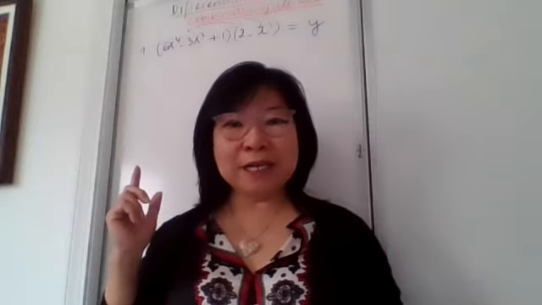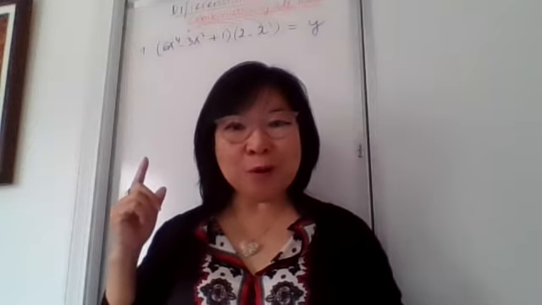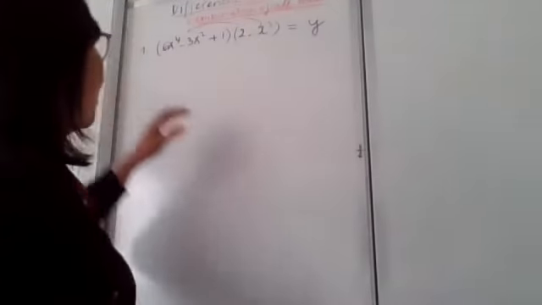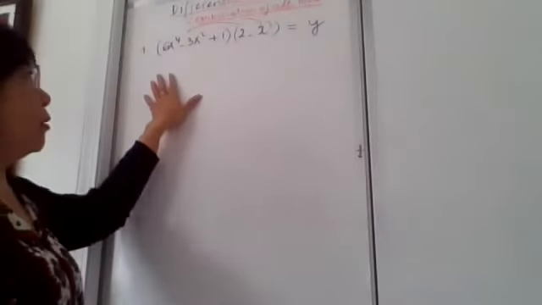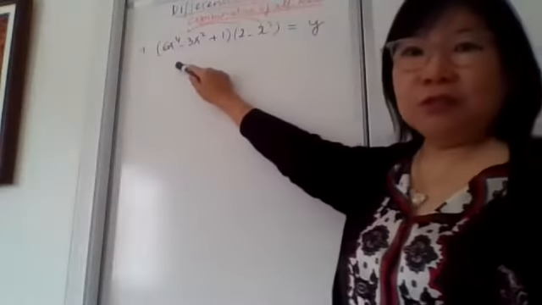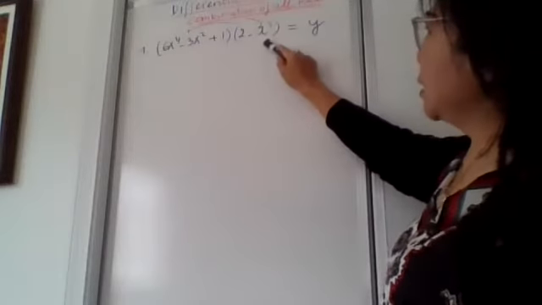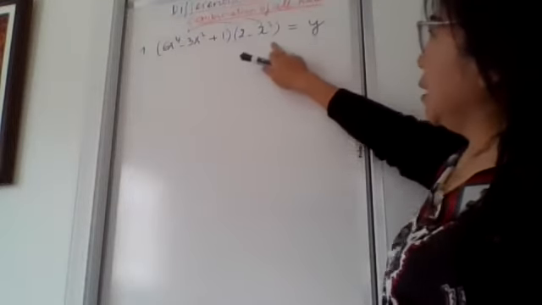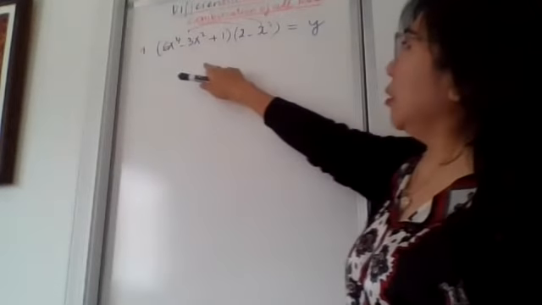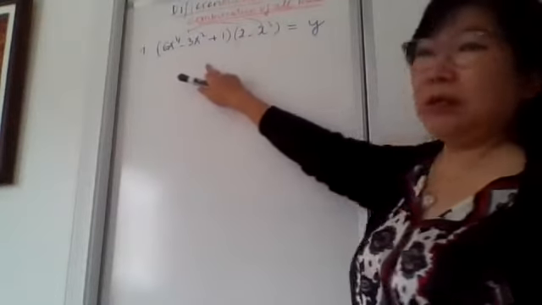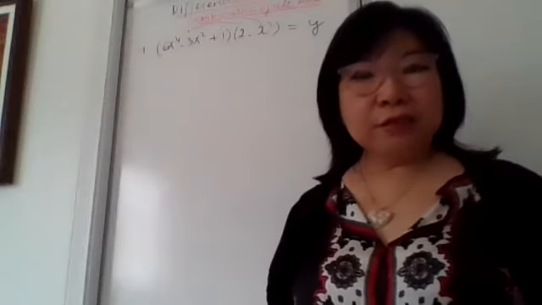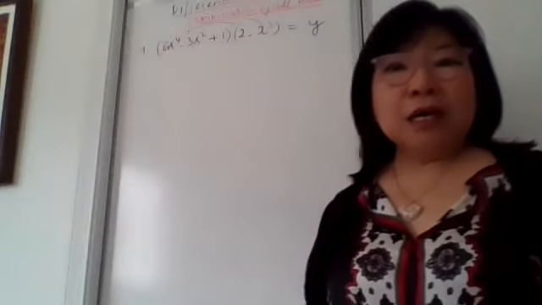So let's take a look at the first question on the board. Let me get right into it now. On the board, I have brackets multiplied together, the first bracket times the second bracket. This is the function y. And when we have two brackets multiplied together, we can use the product rule in the derivatives.